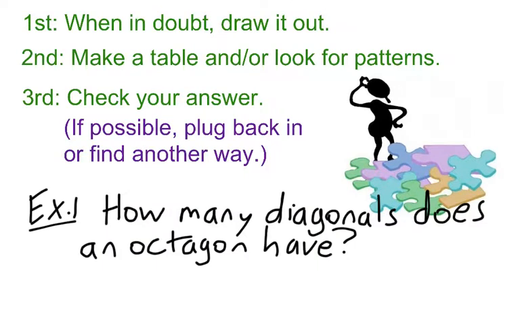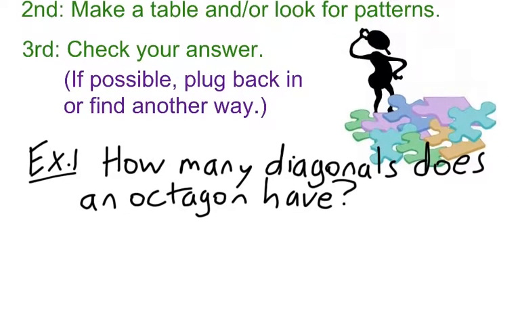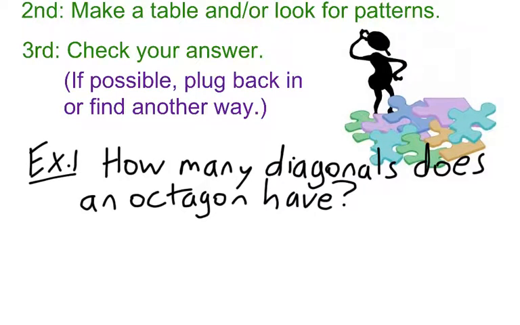Alright, let's put those 3 steps into practice. Our first example, how many diagonals does an octagon have? Alright, well it says when in doubt, draw it out for our first step. So I'm going to go ahead and draw an octagon. Octagon means 8 sides, think octopus.